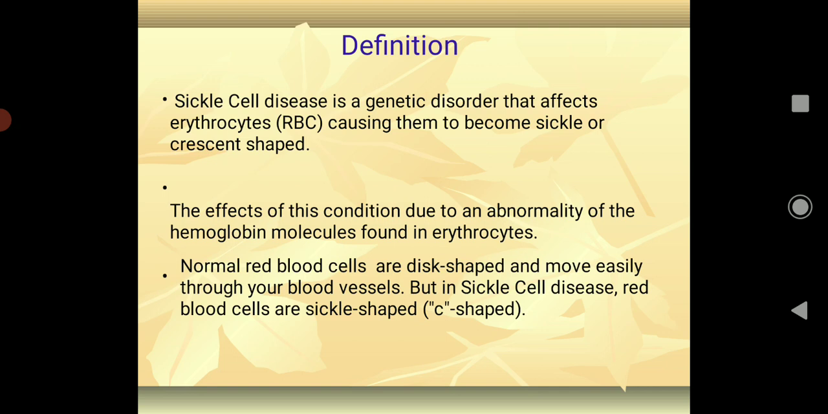Normal red blood cells are disc shaped and move easily through your blood vessels, but in sickle cell disease, red blood cells are sickle shaped. Because of that, they have difficulty moving through your blood vessels.